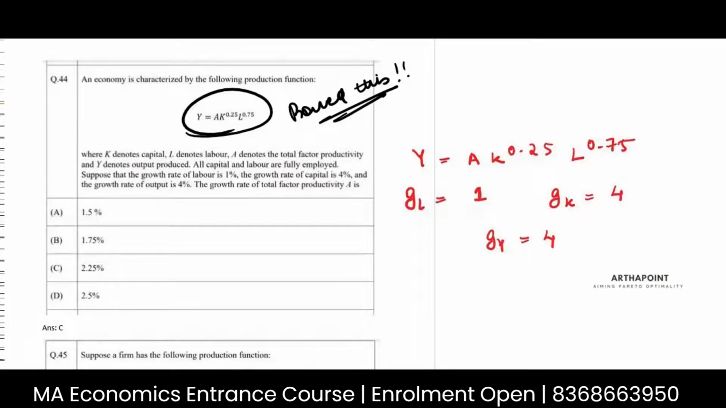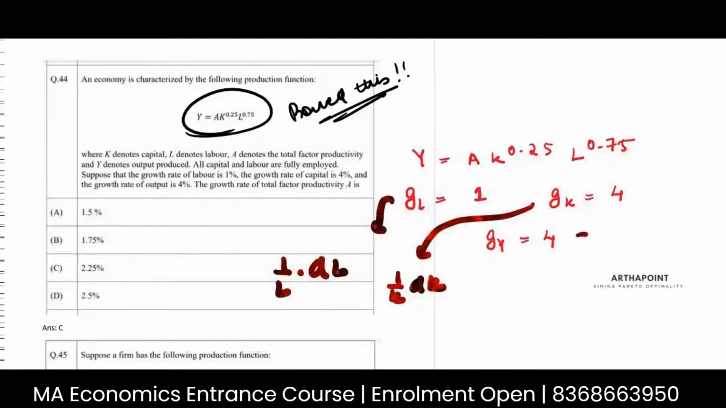What is the growth rate of labor? How do I write that? It is written as 1 by L dL. We know this, right? Growth rate of capital is given by 1 by K dK, and growth rate of output is given by 1 by Y dY. These are the growth rates.